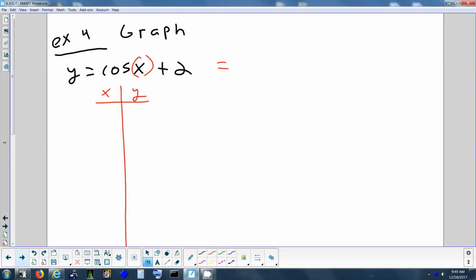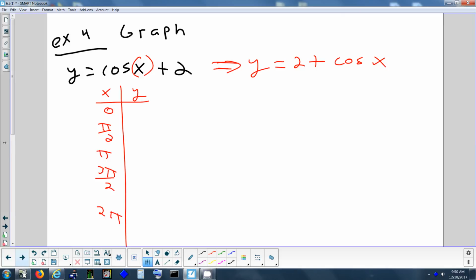Another way you can write that is like this. So you could see a vertical shift written 2 plus cosine x. That's the same problem. Okay, but if you want to move it to the end on the right, that's fine. Okay, so x values stay the same. Leo, can you remind me, what are my x values? 0, pi over 2, pi, 3 pi over 2, and 2 pi.